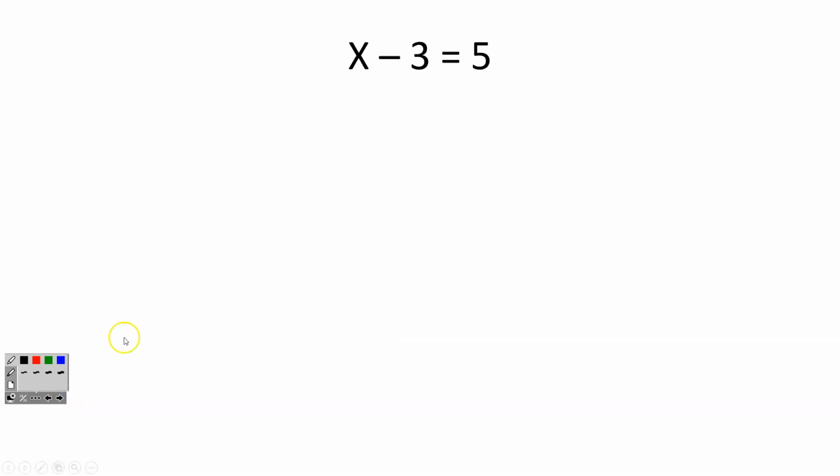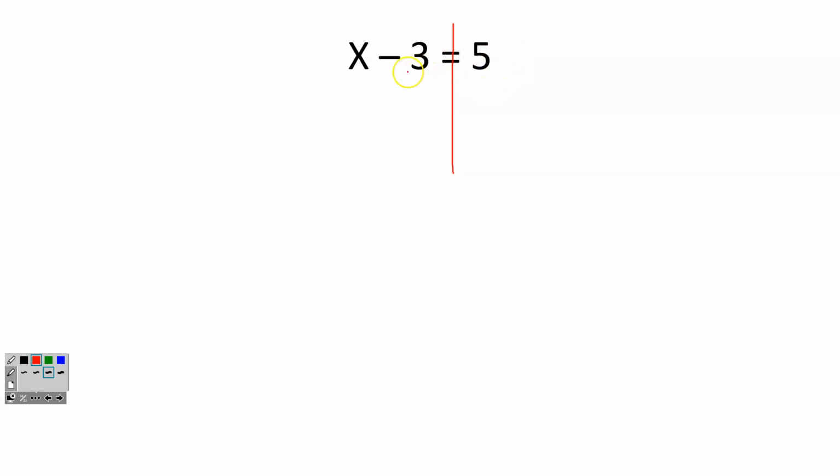Let me show you. So if I have an equation, x minus 3 equals 5, first thing I have to do is I have to draw my fence. So the fence just goes right down the equal sign, and it kind of breaks our equation up into two pieces. So whatever I have to do to this side to get this x by itself, I have to do the same thing to this side.